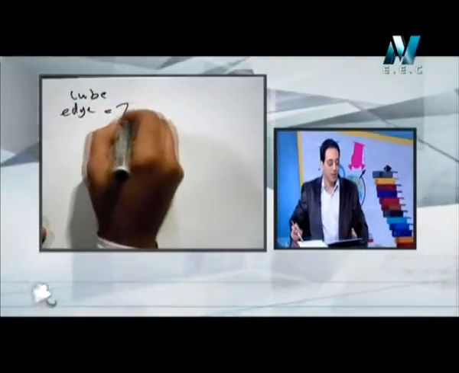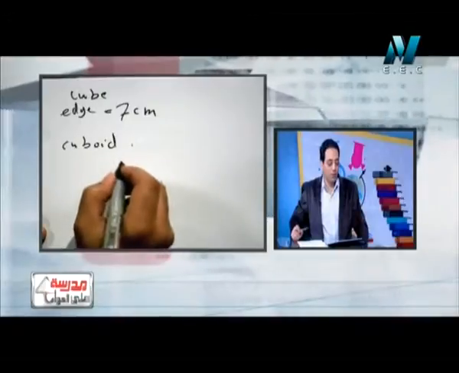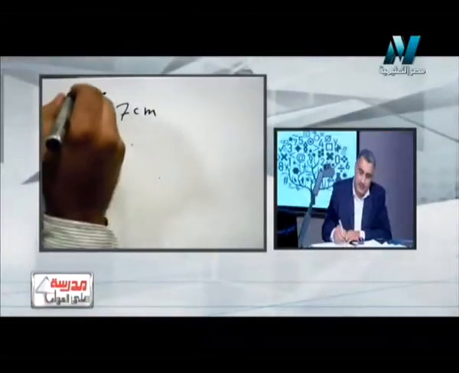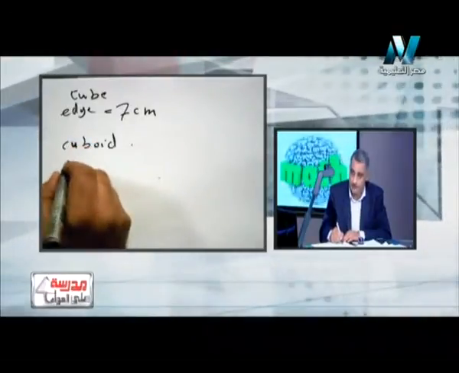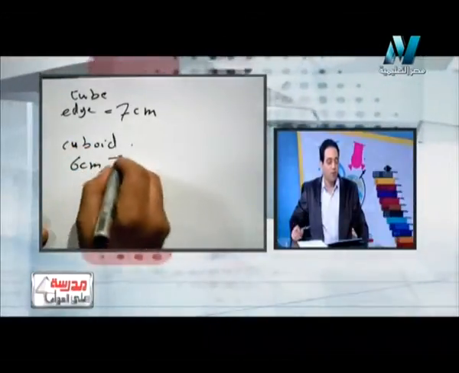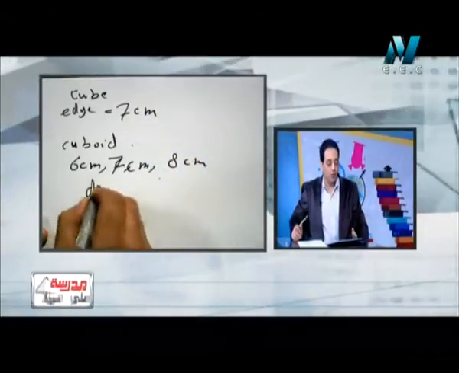I have a question. It says which is greater in volume: a cube of edge 7 centimeters long, or a cuboid with dimensions 6, 7, and 8 centimeters? And what is the difference between their volumes?